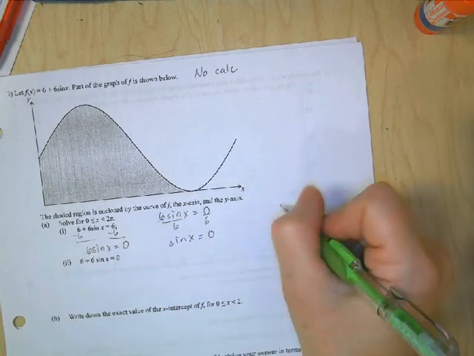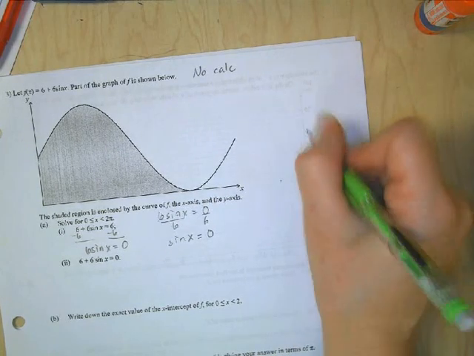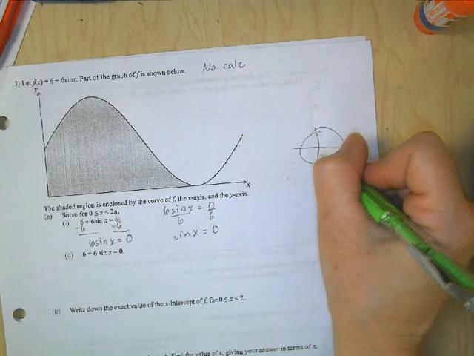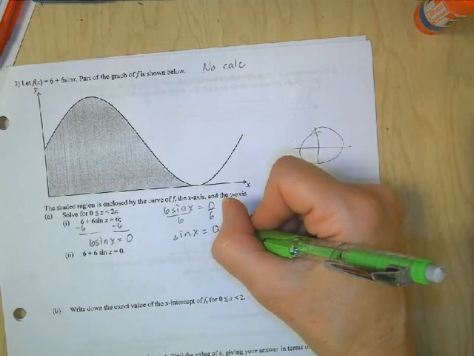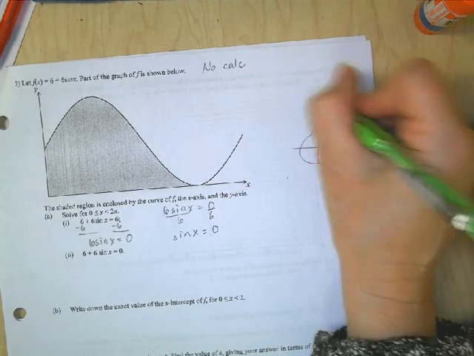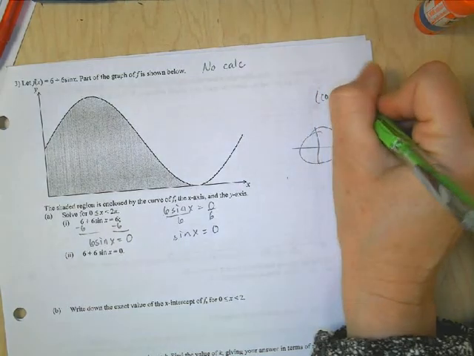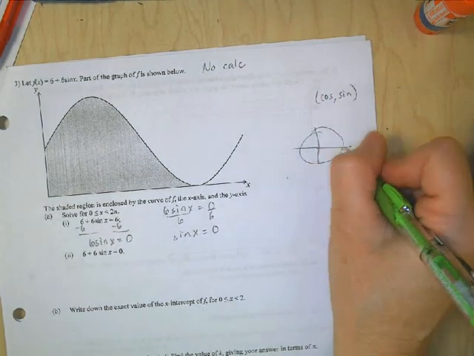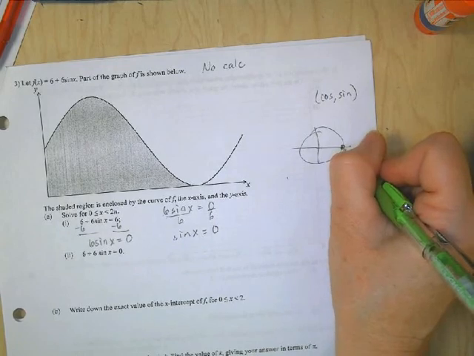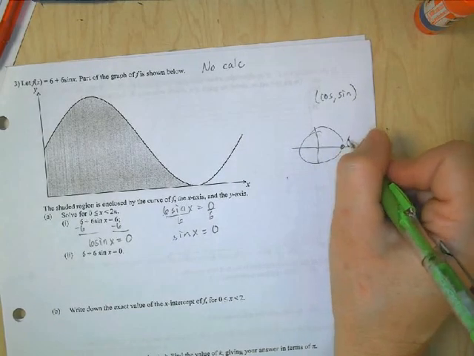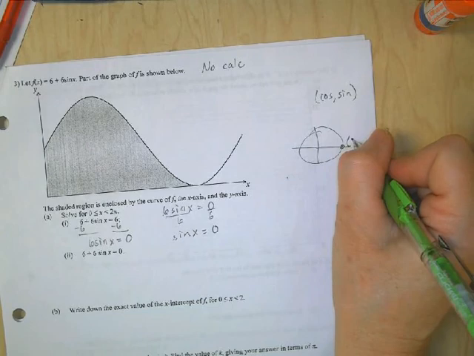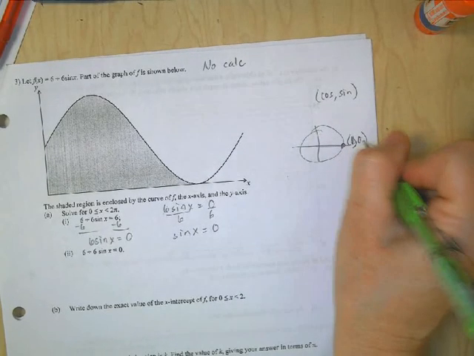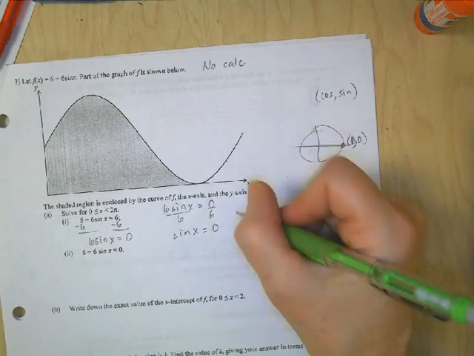So on my unit circle, make myself a unit circle, where is sine equal to 0? Remember it goes cosine, sine, so sine is the y value. So where is the y value equal to 0? The y value is equal to 0 right here at 1 comma 0. So right there x is equal to 0.